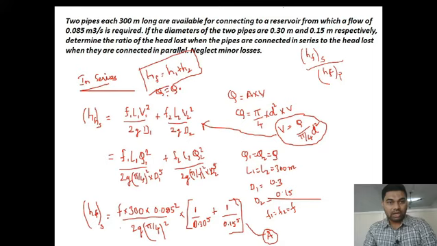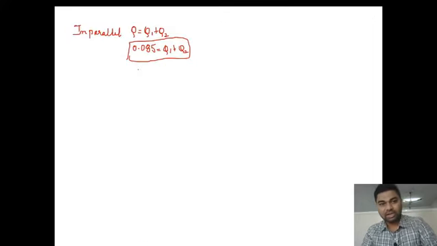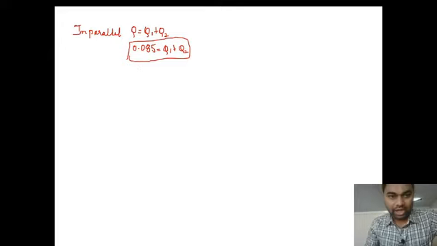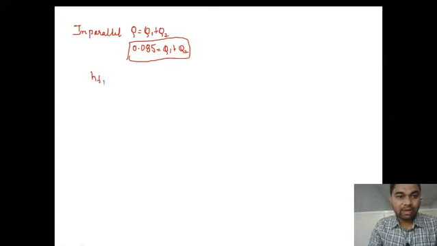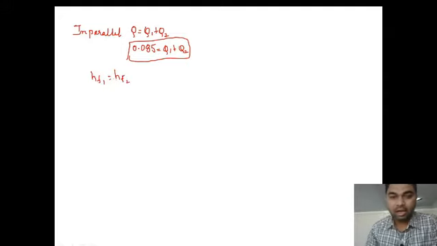The value of Q is given in the problem as 0.0085 meter cube per second. Now again, in parallel, head loss will be the same. Head loss in pipe 1 will be equal to head loss in pipe 2.